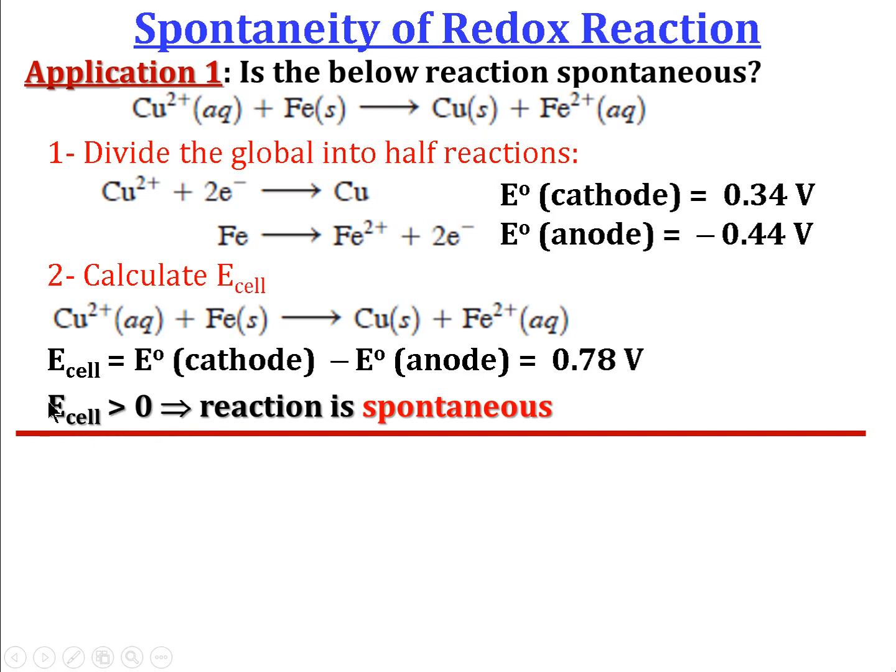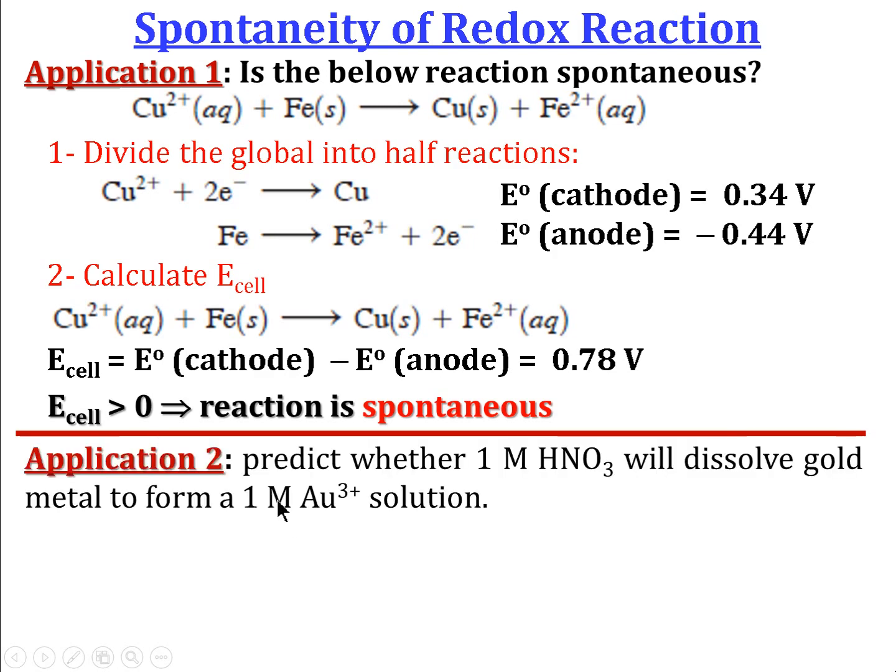To note that E of the cell in this example is E0 of the cell, since all data given are at the standard state. Another application: predict if 1 molar HNO3, nitric acid, can dissolve gold metal to form a solution of gold(III) 1 molar.